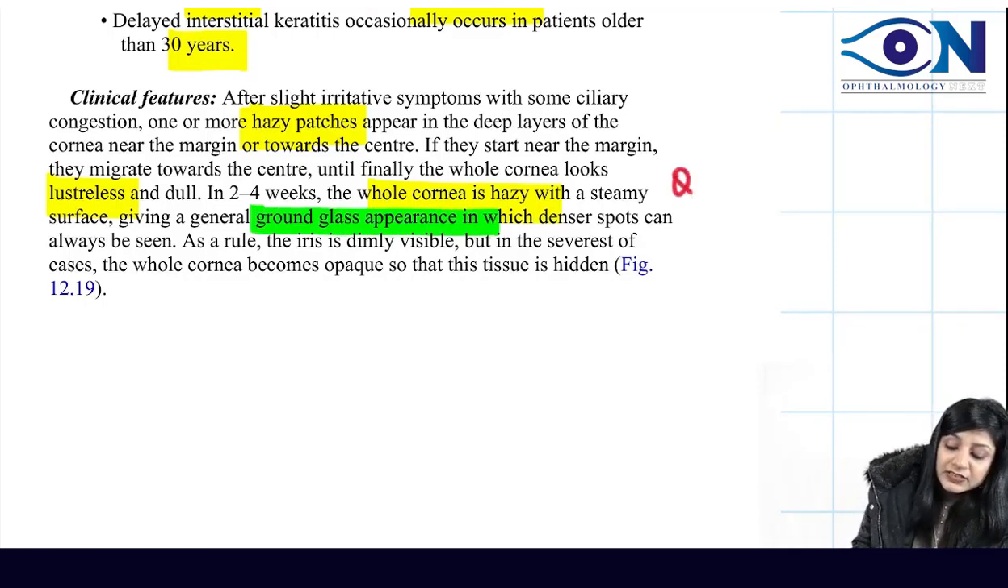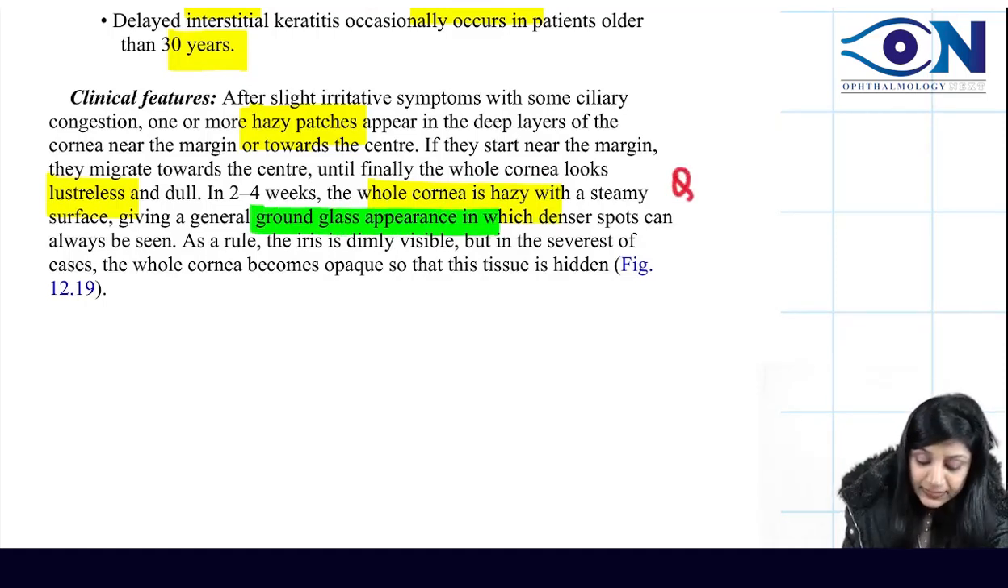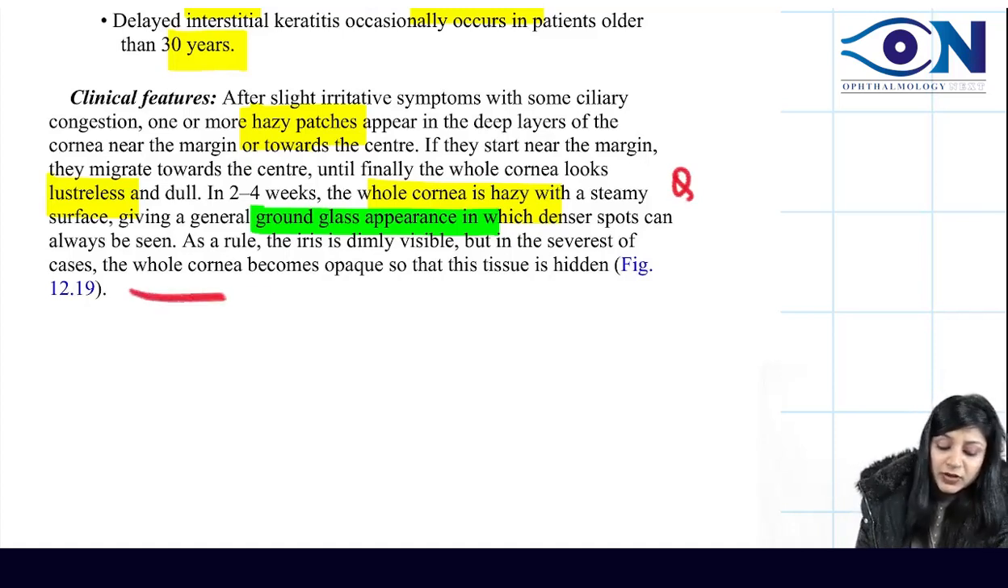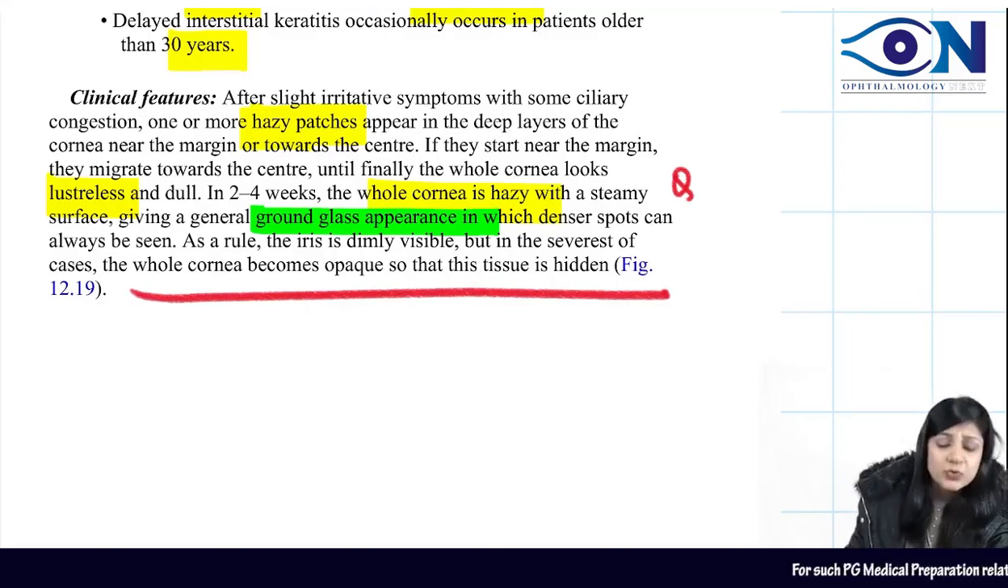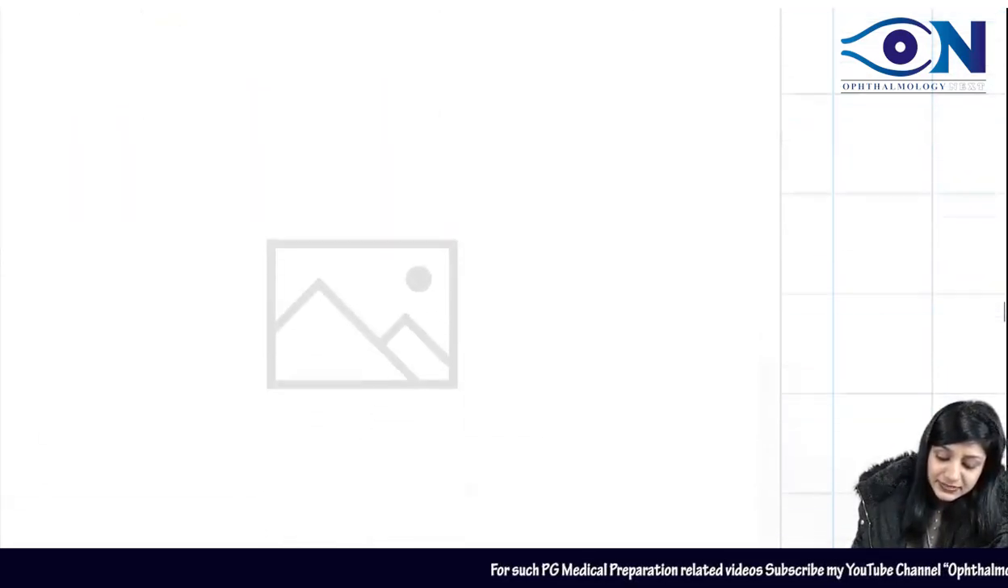So ground glass appearance is again associated with syphilis. Denser spots are there. Iris is dimly visible, and in the severest of form, you can get even the whole of the cornea which is opaque. So always remember the ground glass appearance, right?